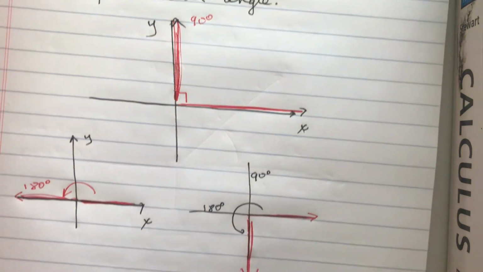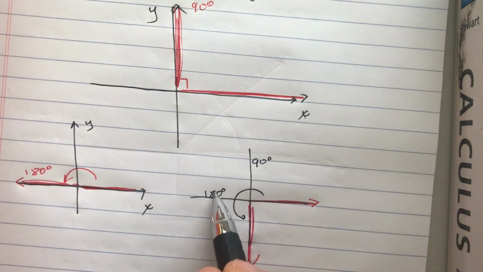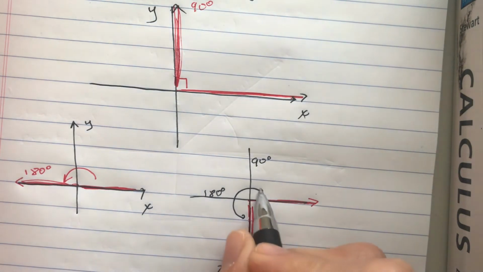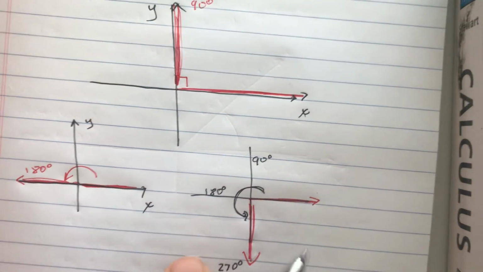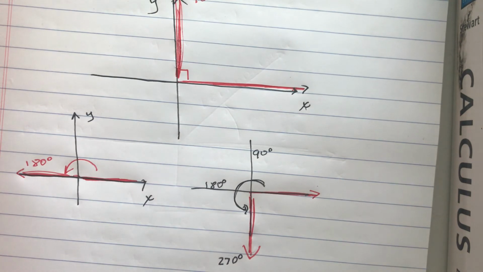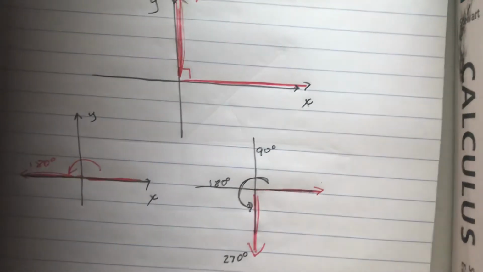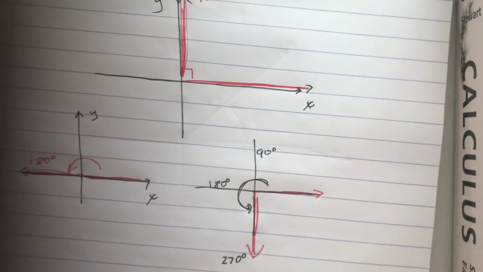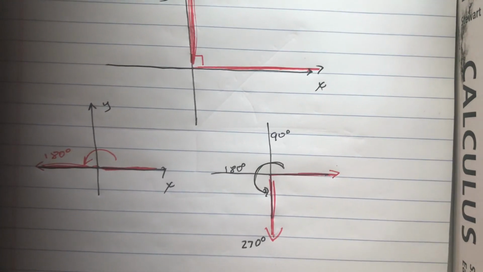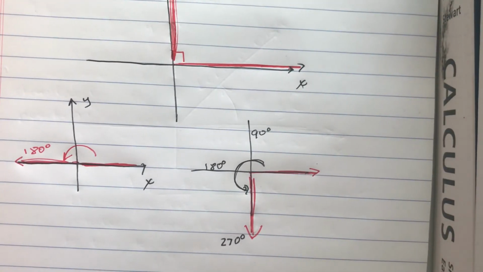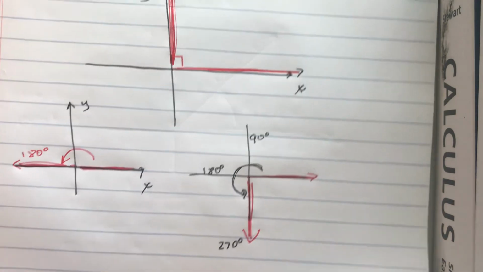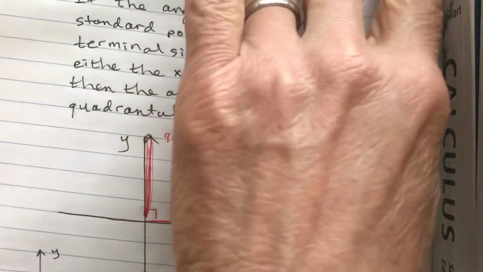So 1/4 of the way is 90. 90 times 2 is 180. 90 times 3 is 270. So this is 270 degrees if I go around like that. And these are all examples of quadrantal angles. Okay, so we spent a lot of time in degrees, but in fact, in calculus, we hardly use degrees at all. But sometimes it can be convenient to think about degrees.